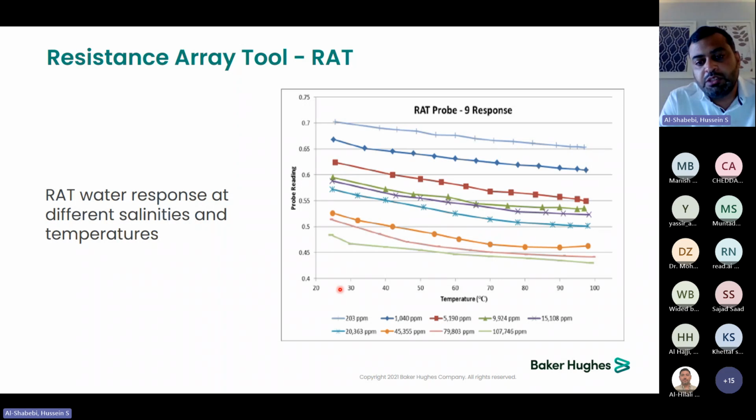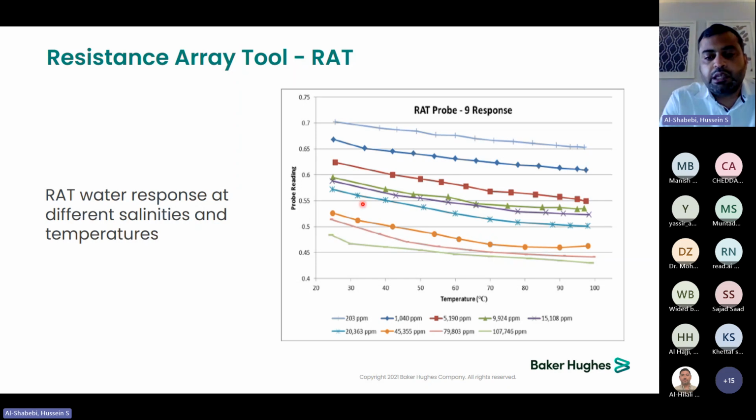As you can see, we are doing the measurements for different salinities, starting from 107,746 ppm up to 203 ppm. The green one at the bottom is the very high saline water, and this blue at the top is almost near to the fresh water. As you can see, the response of the sensor for the oil or the hydrocarbon is usually reading around 0.9 to 1. So you can see the dynamic range between the hydrocarbon measurements and the very saline water is very high.